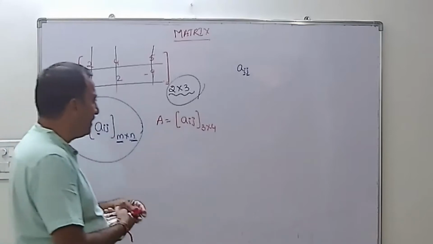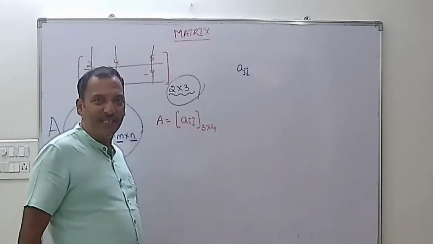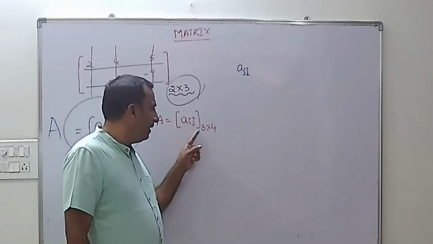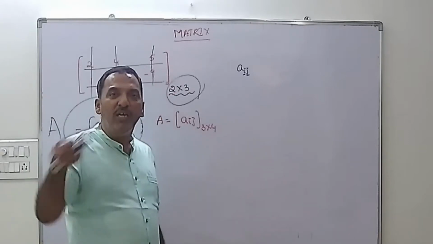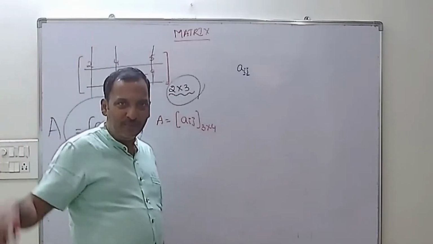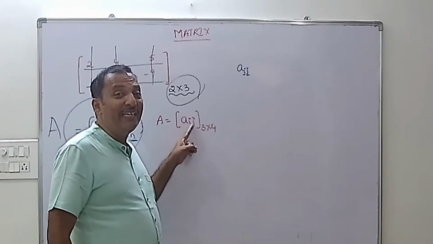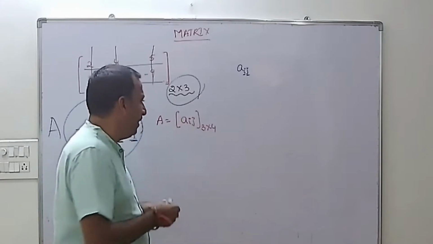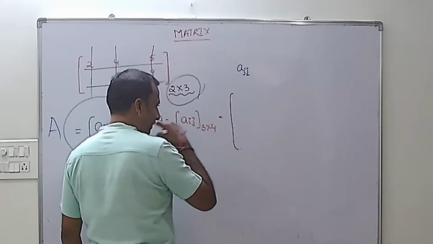See, matrix names should always be capital letters, and elements we write in small letters. Look carefully, what does 3/4 mean? It has 3 rows and 4 columns. And Aij is the element belonging to the ith row and jth column. So how do we write this matrix?